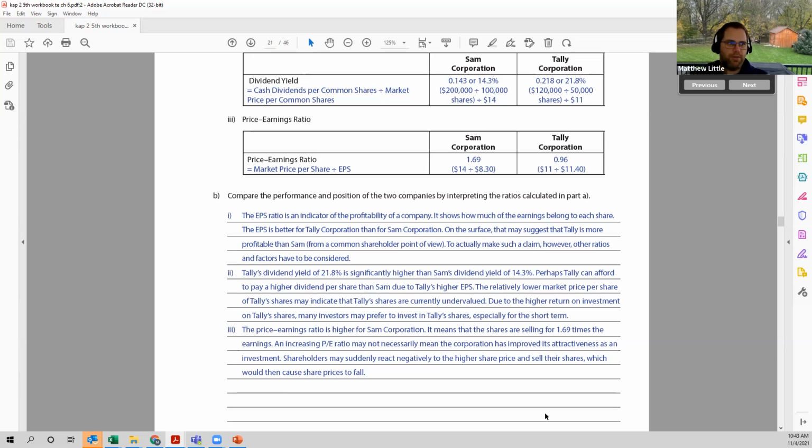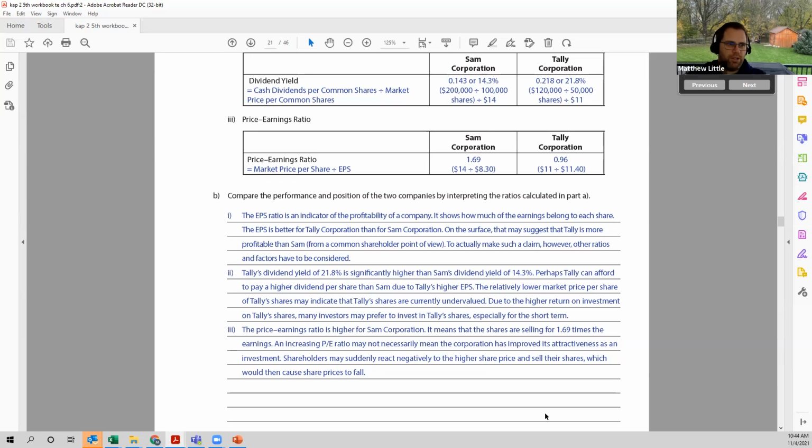The EPS is better for Tally than Sam, so that might tell you that Tally is more profitable. But you have to look at other ratios. It's not always just the EPS. The second one says that Tally's dividend yield is 21.8%, much higher than Sam's dividend yield of 14.3%. So maybe Tally could afford to pay a higher dividend per share than Sam, because of their higher EPS. But also, the market price is relatively lower, so maybe Tally shares are currently undervalued.